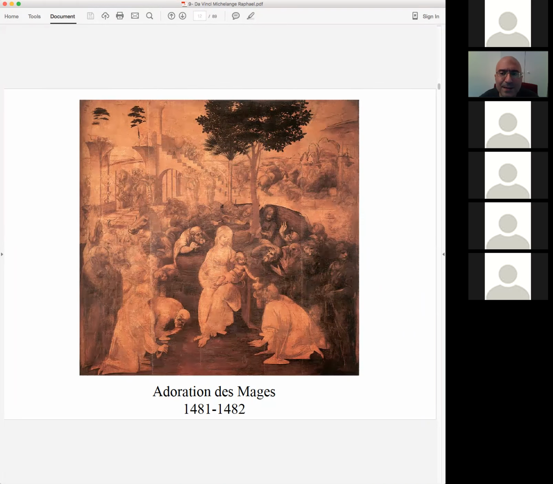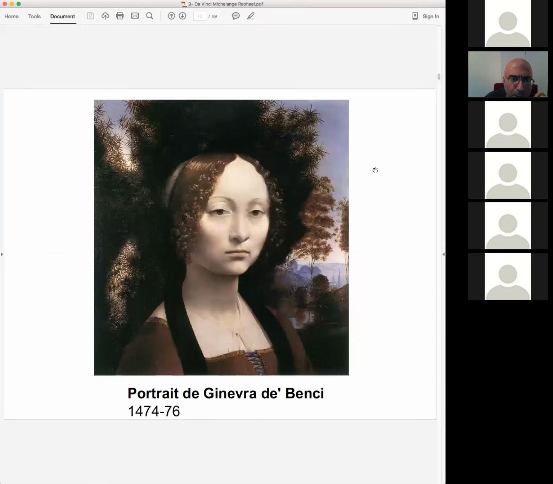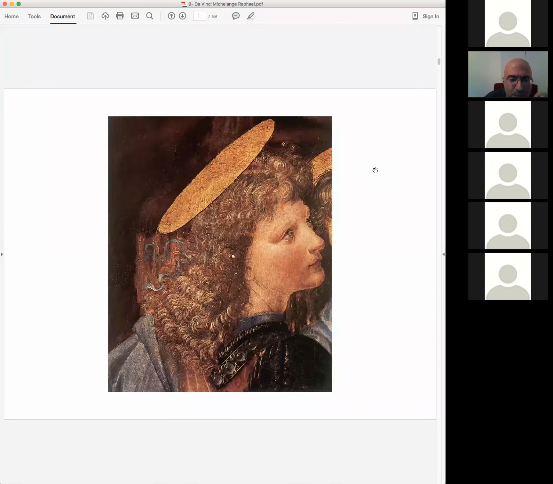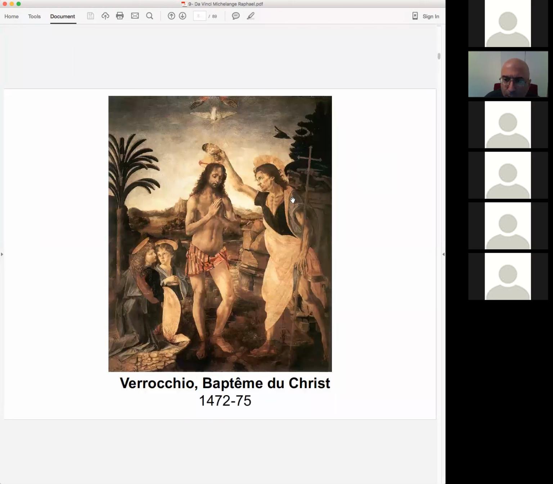This, in effect, is a major innovation. We don't think of it today. But if you look at the painting by Verrocchio, or even this painting by Leonardo, what you would notice is that the light is uniform throughout the painting.